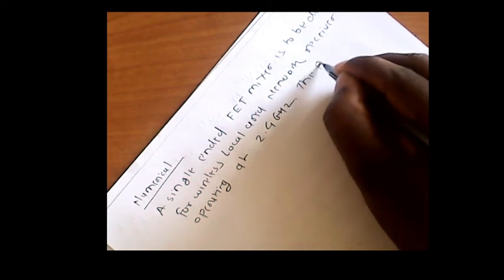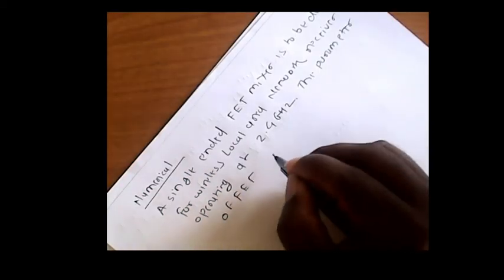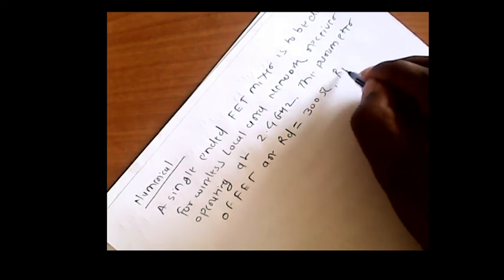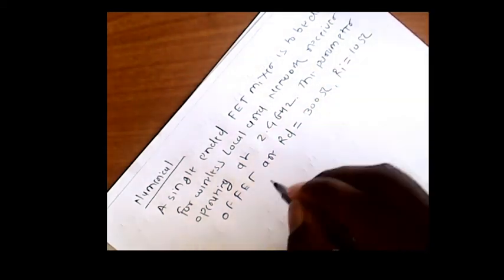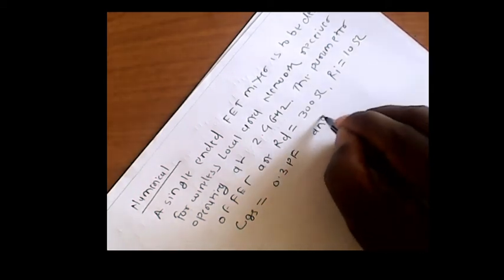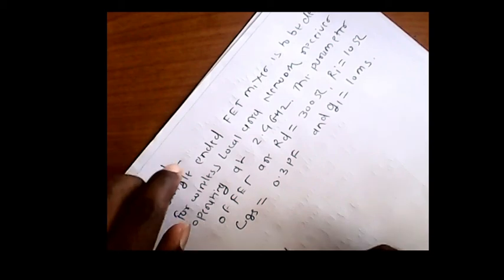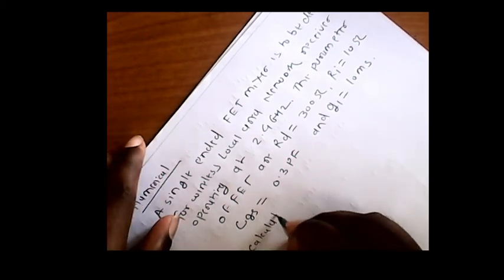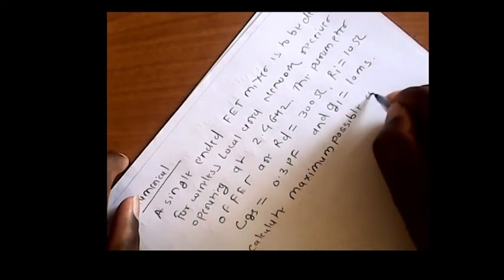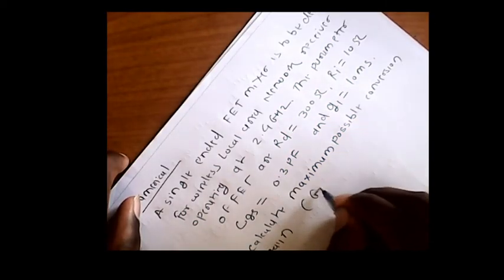The parameters of the FET are as follows: drain resistance 300 ohm, input resistance 10 ohm, gate to source capacitor 0.3 picofarad, and transconductance G1 is equal to 10 millisiemens. Calculate the maximum possible conversion gain, that is Gc.